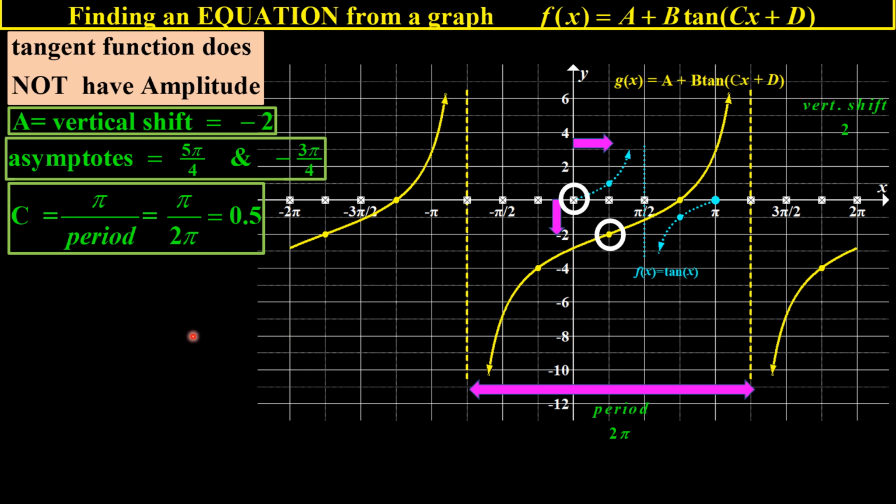Then we can see the phase. The graph is moved to the right. How much to the right? That's a quarter, right? So it's a shift there of a quarter. So the phase shift is a quarter.